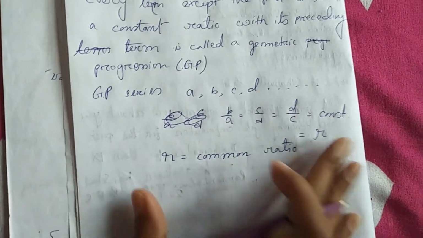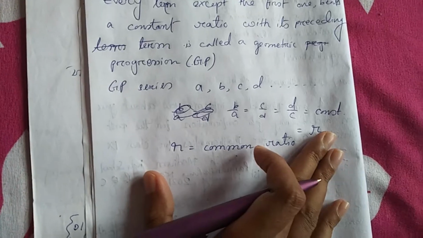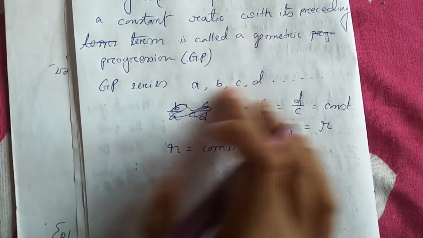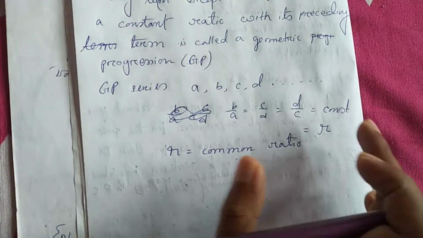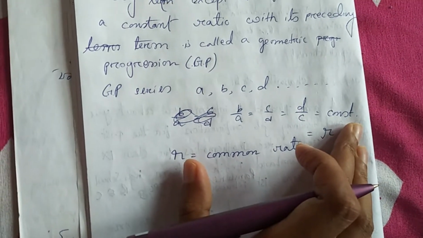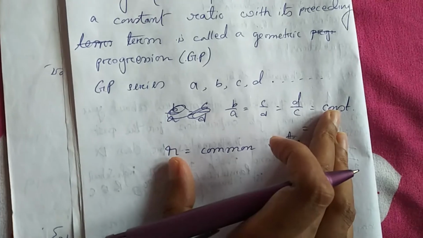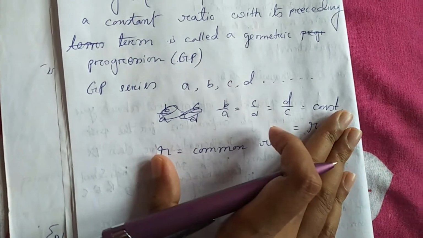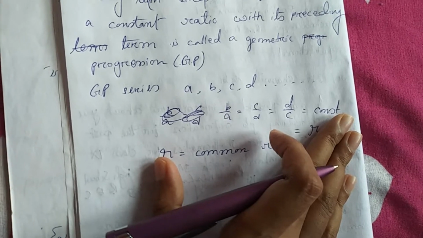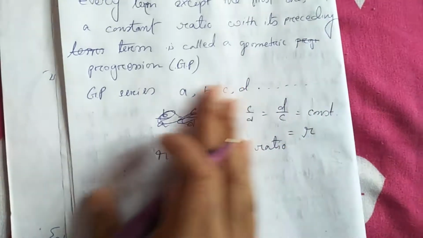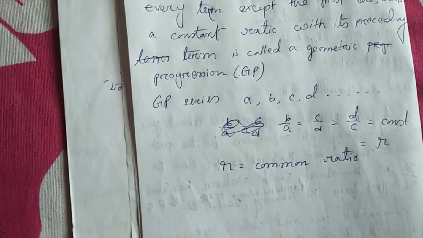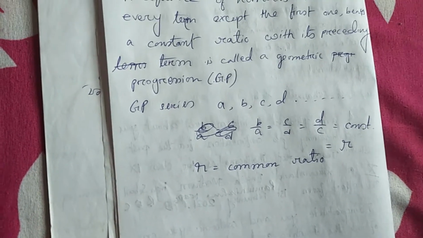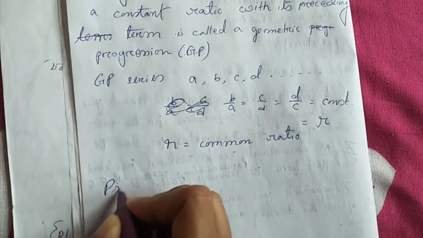So similarly there are some properties of geometric progression. Suppose if you multiply this GP series with a constant number, then that series will also be a GP series. If you find the reciprocal of the terms in GP, then that will also be in geometric progression. These are the properties of the geometric progression.